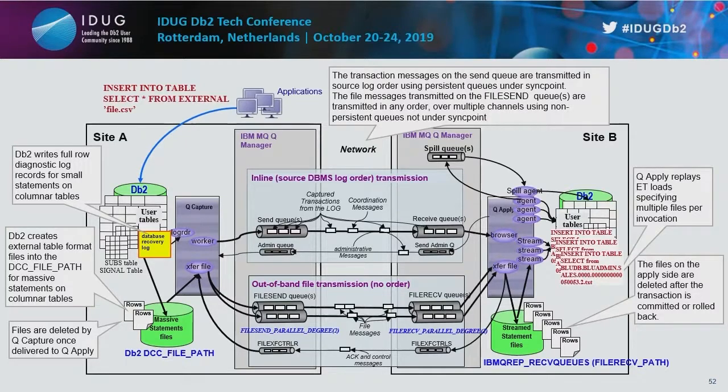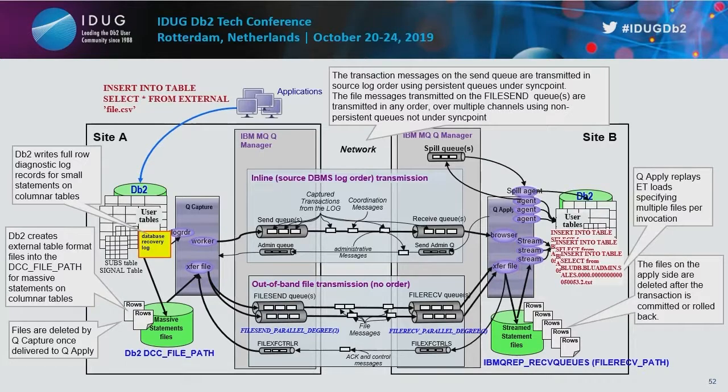As the application is inserting these 50 million rows, DB2 starts writing files, by default 100 meg per file. So I have all these files, and I transmit them over a set of MQ queues. Again, this is automatically generated. You don't have to be aware of this. All you have to be aware of is that these files are transmitted over MQ using a non-persistent queue with large messages. 100 megabytes is the maximum size.